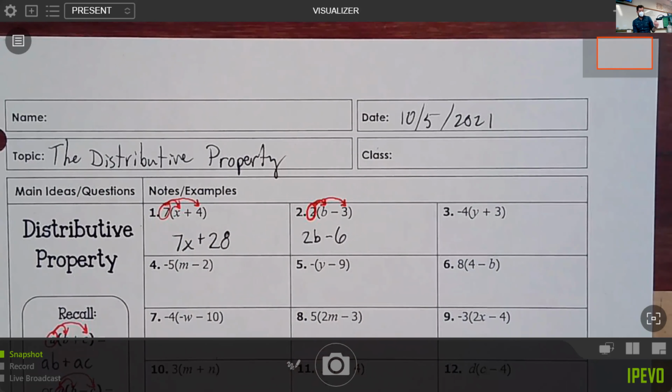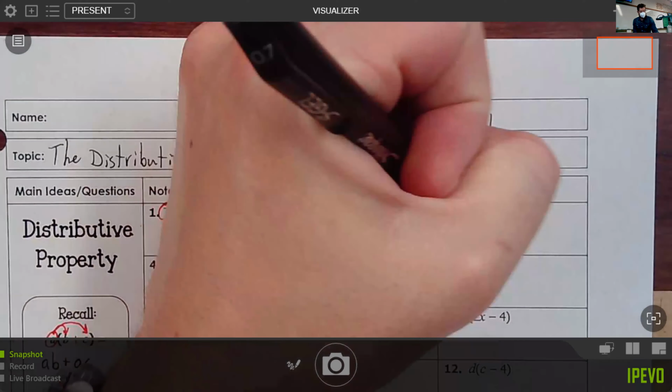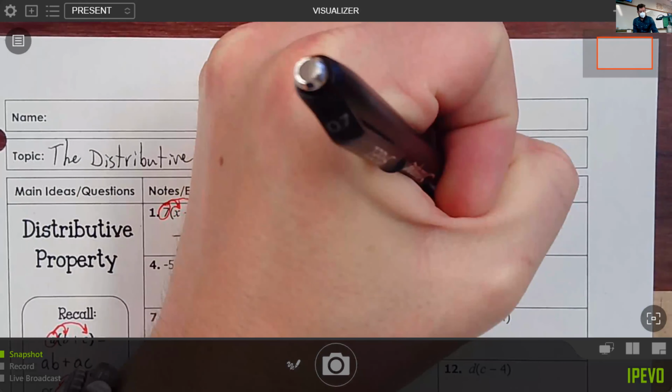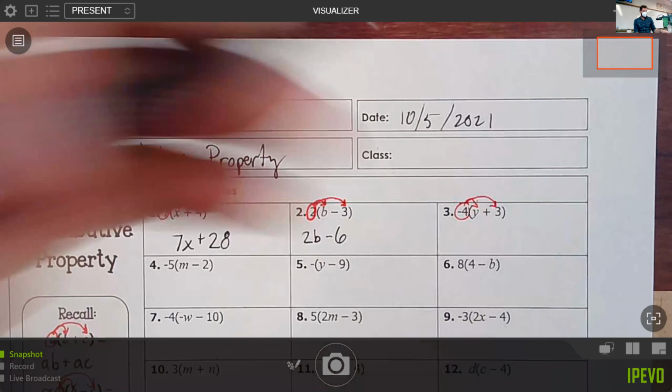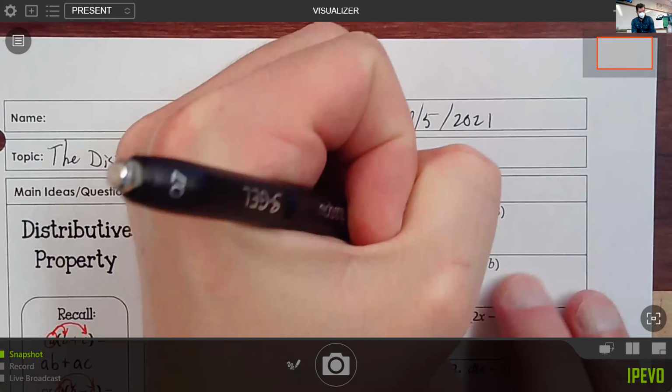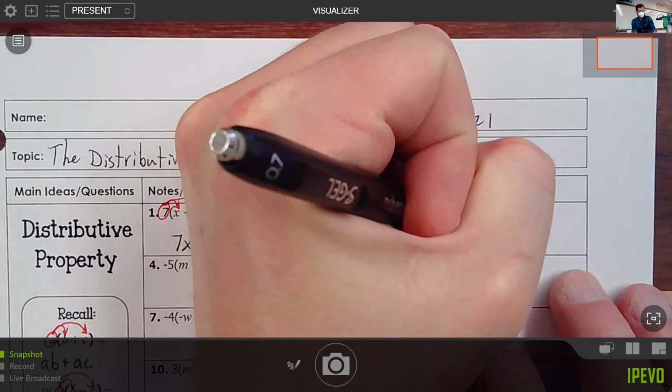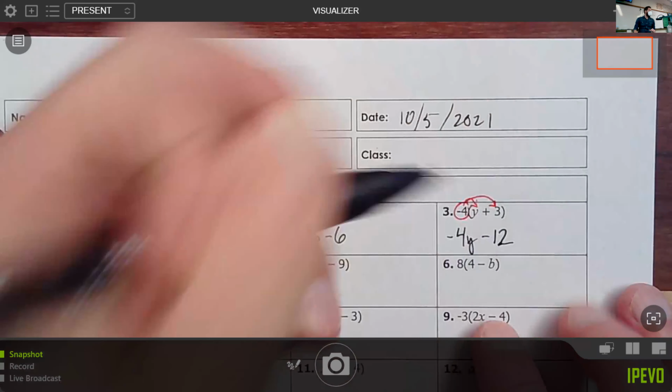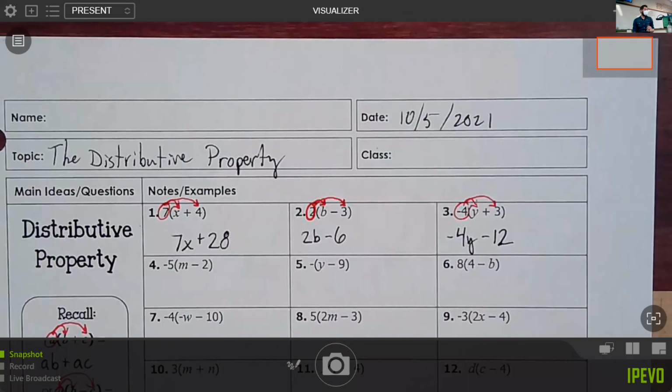So we have negative 4 times the quantity y plus 3. Negative 4 times y is negative 4 times y, which is negative 4y. That's what it looks like on paper. Now, negative 4 times 3 is a negative 12. So we're going to write minus 12. Or if you want to write plus negative 12, that's fine. It means the same thing. But it's a little bit less to write if you just write minus 12.